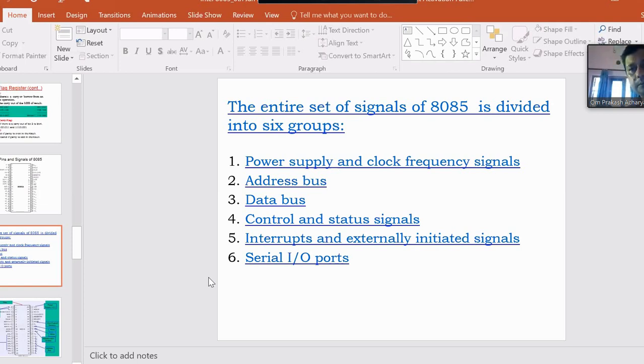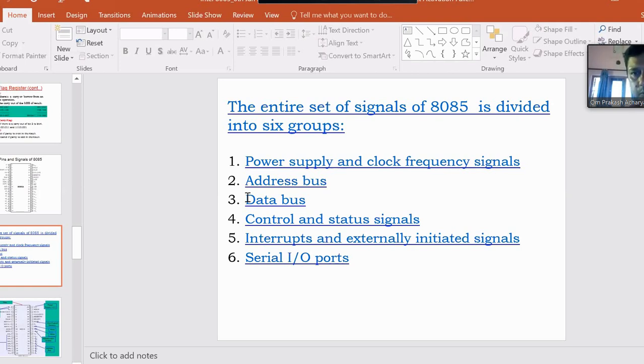Another is the address bus. The size of the address bus is 16 bit, the data bus is 8 bit, and there are control and status signals. So these 3, the groups 2, 3, and 4, are helpful in bringing data inside the microprocessor and doing the processing. That is the microprocessor initiated task, which is either a memory read or IO read.